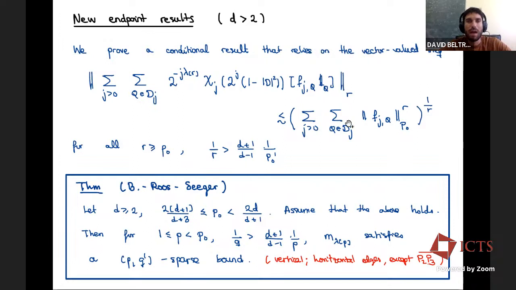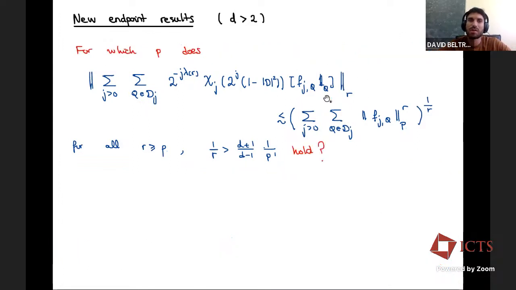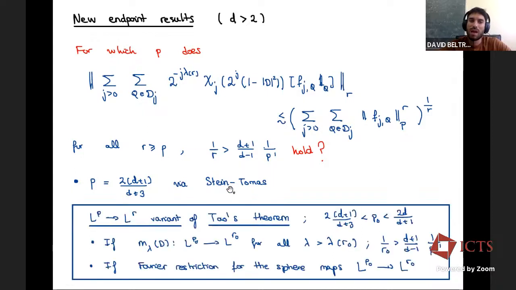Okay. And then the question is, when does this inequality hold? So for which P does this hold? Well, always for Stein-Tomas. So at least in that regime, we can verify it. And then above Stein-Tomas, we had to reprove it. This is essentially the same argument as Tao's. So here there is not much contribution.